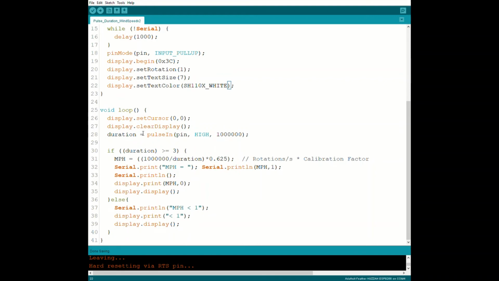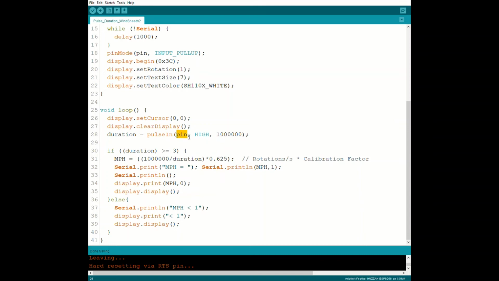Here's my loop. And the loop is what runs forever. So I set my cursor position and I clear the display initially. Then I tell it that the duration I want to measure is this pulseIn. And this is the piece, the pulseIn, that I didn't know before the other day. I found this in the documentation for Arduino and I went, cool. I can actually take a pulse.